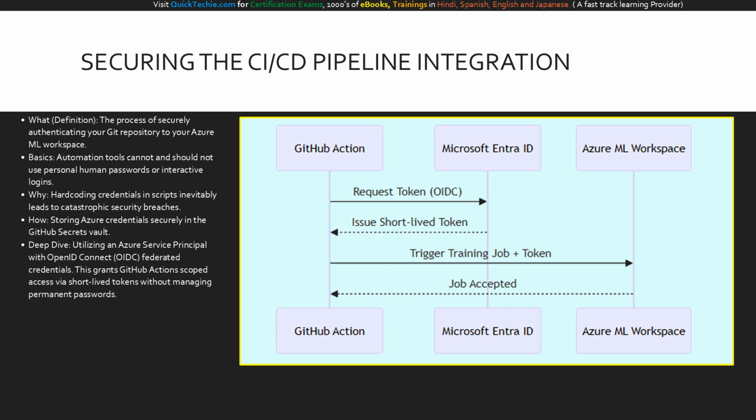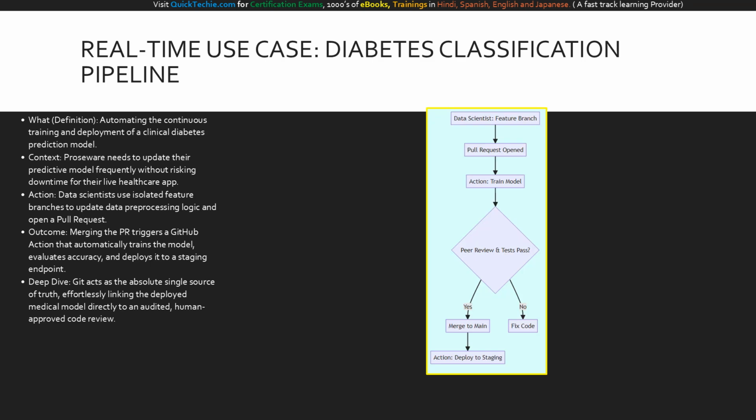This sequence diagram maps the highly secure OIDC authentication handshake. The GitHub action requests a token from Microsoft Entra ID. Entra ID verifies the request and issues a short-lived, secure token. The GitHub action then passes this temporary token to the Azure ML workspace to trigger the training job, ensuring a totally passwordless, secure transaction. Let's tie this all together with a real-world use case.